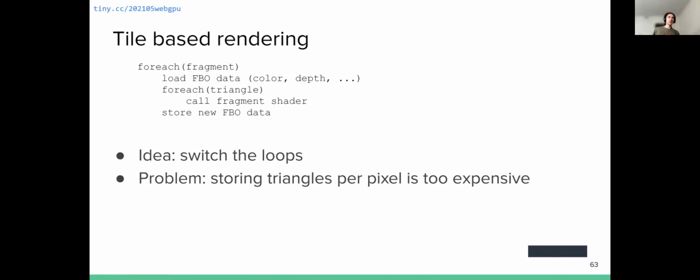So the idea of tile-based rendering is to flip the loops and say for each fragment in the frame buffer, we're going to render all the triangles that intersect with it. That way we only have to load the value from the frame buffer once, render all the triangles that overlap with it, and then write the frame buffer data out. That reduces the number of writes, but storing triangles for every pixel is a little expensive. That would be the number of pixels times the number of triangles.